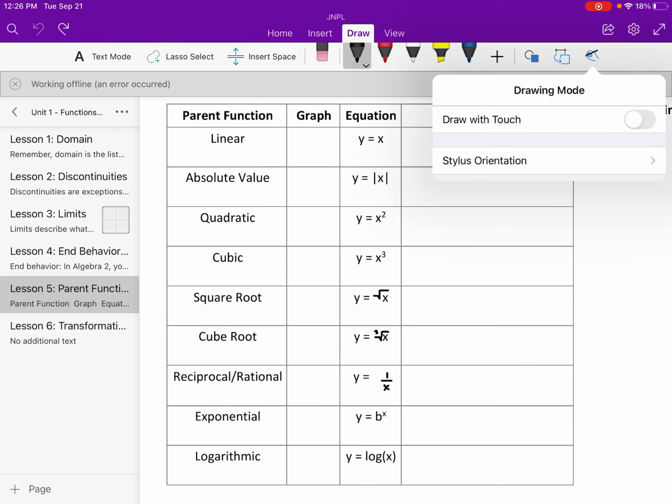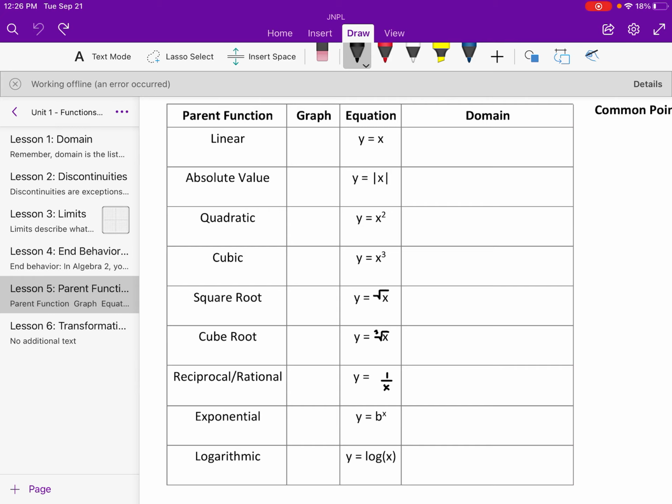So for linear, this is when there's a line. It's a kind of small area, but the normal function would look like this. And since there are no discontinuities at all or any breaks in the line, the domain would be all real numbers.